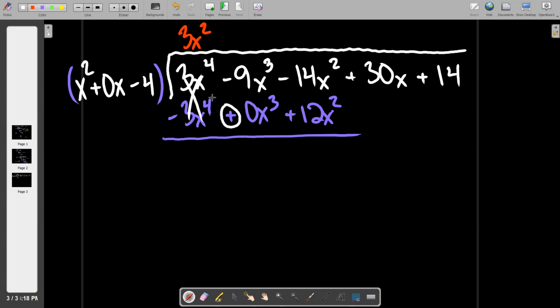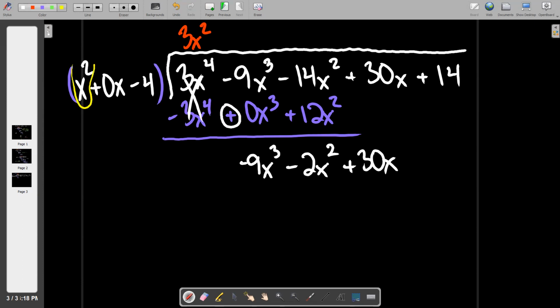It wouldn't have mattered whether I put plus or minus. Adding none of something and taking away none of something just doesn't serve me. You're not going to get different answers. So I'm going to bring down my negative 9x to the third, add those together, and get negative 2x squared. I'm going to drop down the next guy in the queue and repeat.